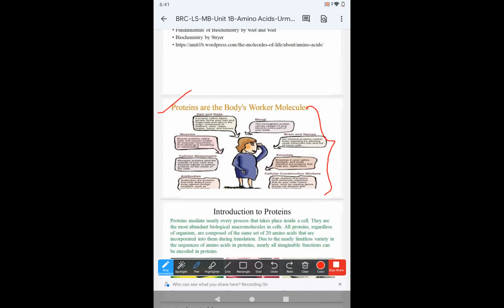Read this slide once. Proteins are the body's worker molecules. If you know the importance of proteins, you will get more interest in this concept.